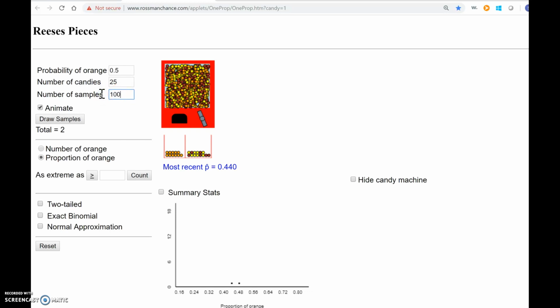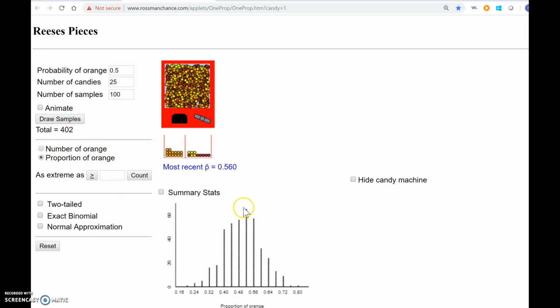Now we don't want to animate because we don't want it to draw 100 of them in a row. So I think it kind of just does one. And here's a kind of a picture of the sampling distributions. Right now I got 102. I can kind of keep drawing them. We kind of get this distribution here. So this is a picture of the sampling distribution of sample proportions.